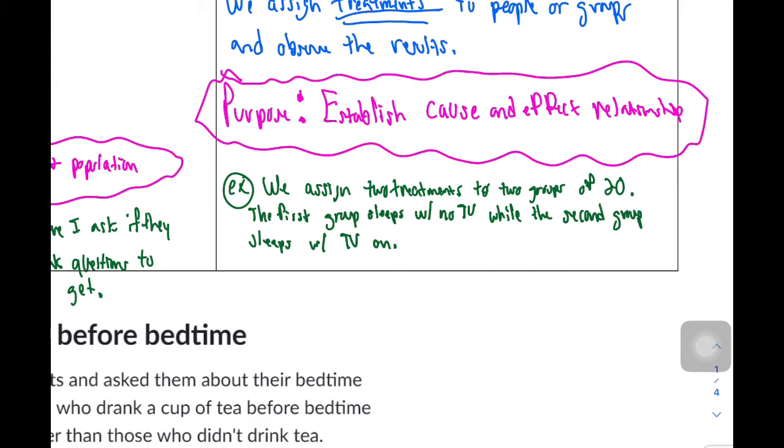Maybe we say, okay, they're going to do this for a period of 2 weeks. So maybe after 2 weeks, we analyze their sleeping, let's say sleeping efficacy. So how well they slept.